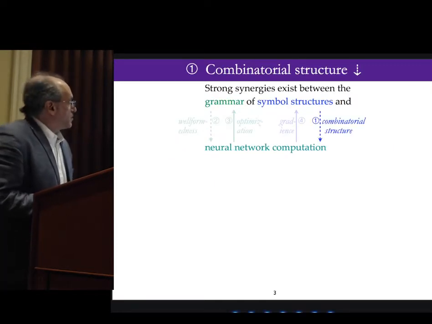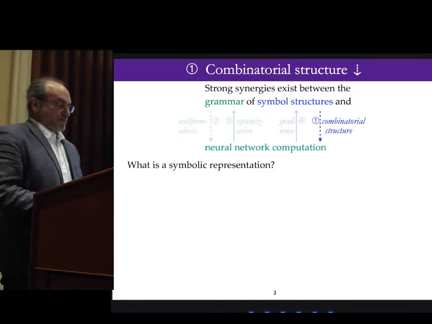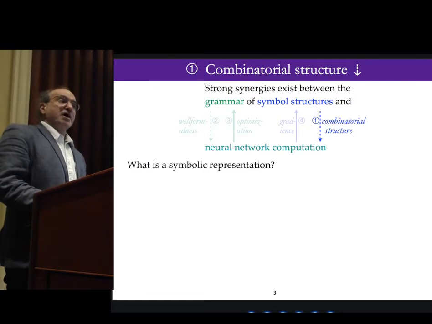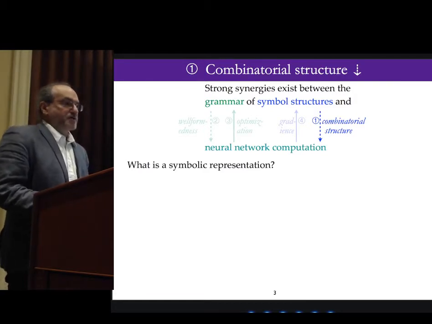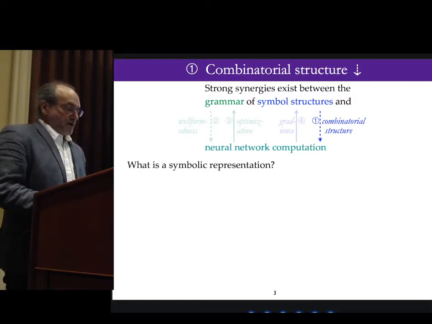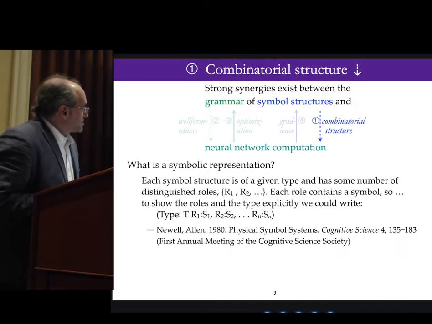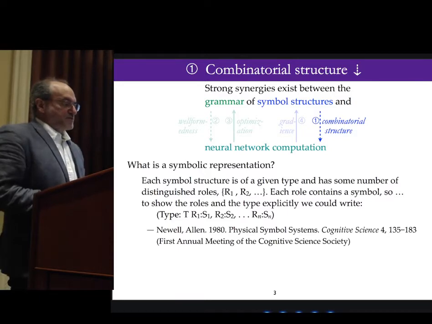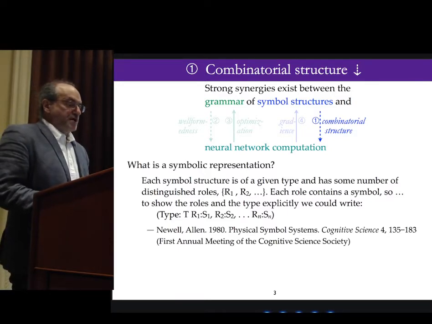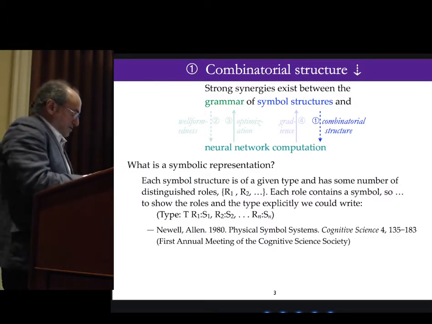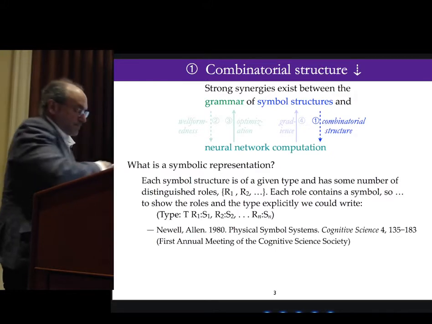So, to start, what is a symbolic representation? For an authoritative answer, let's turn to a foundational paper delivered at the inaugural meeting of the Cognitive Science Society by a founder of that field, Alan Newell. Newell says, each symbol structure is of a given type and has some number of distinguished roles. Each role contains a symbol. So to show the roles and the type explicitly, we could write an expression like this.